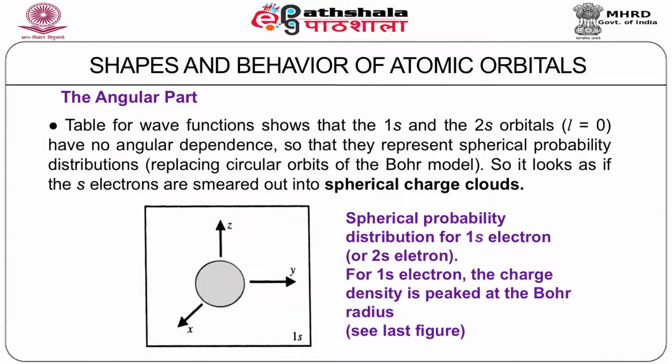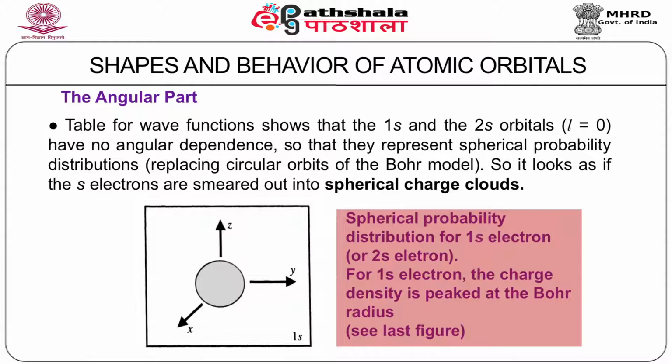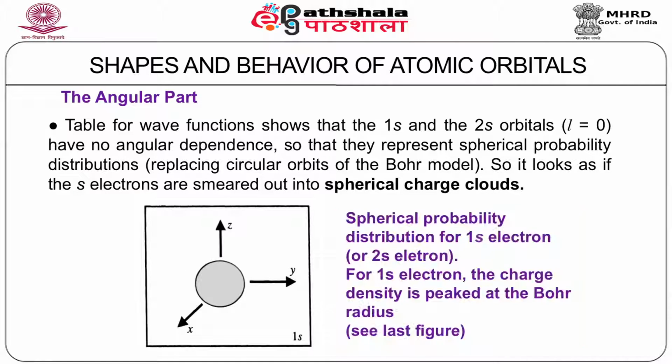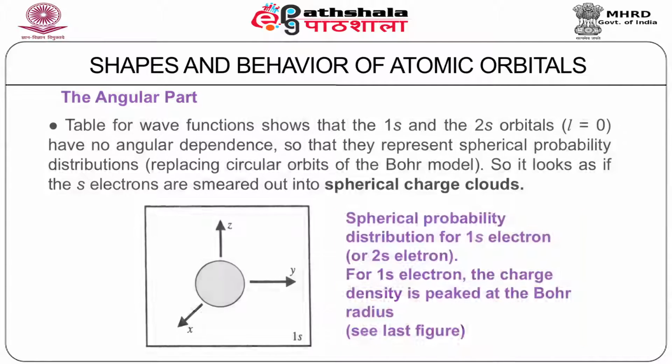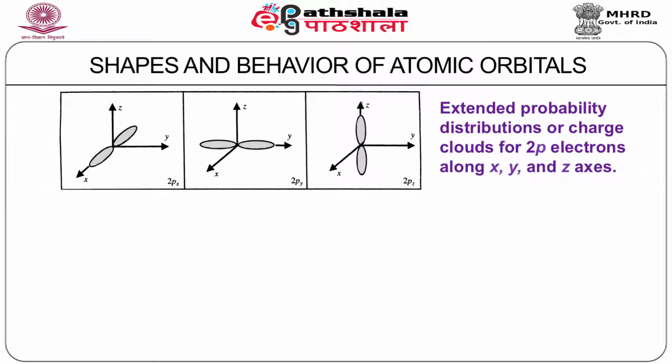Only we are not marking the Bohr radius here as the distance of maximum probability. So this shows the spherical probability distribution for 1s electron, or this is the same as for 2s electron also. Well, there you see the radius will be larger. For 1s electron, the charge density is peaked at the Bohr radius, as shown in the last figure.